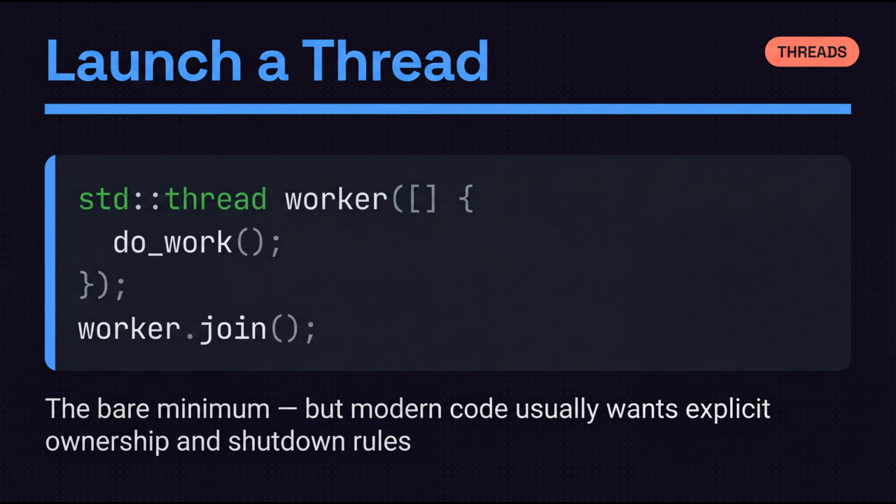But there's a problem. If an exception is thrown between creating the thread and calling join, the join never runs. The thread's destructor is called on an unjoined thread, and that calls std::terminate. Your program crashes. In modern code, you want ownership and shutdown rules to be explicit. We'll see a better approach in a moment.